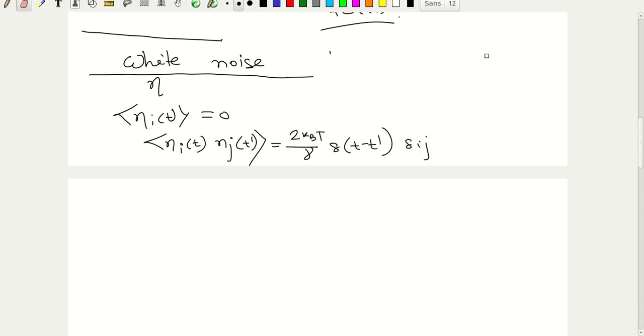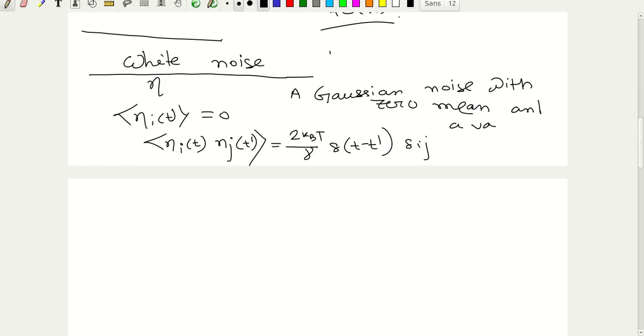So here, if your noise is delta correlated, this denotes a Gaussian noise with zero mean and a variance which is delta correlated. What does it mean? This is the mean of the noise, which is zero. So this is Gaussian noise with zero mean, and if you calculate the correlation of the noise, it is a delta function, and that's why the variance is delta correlated. Then it is called a white noise.